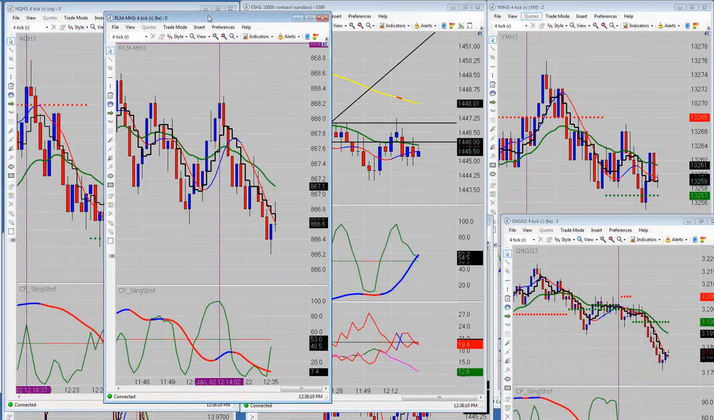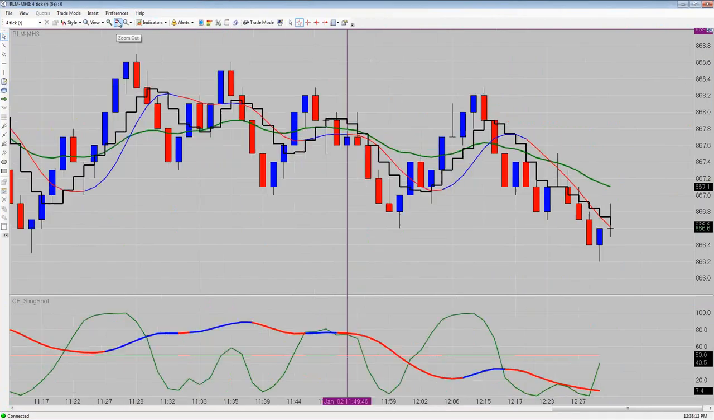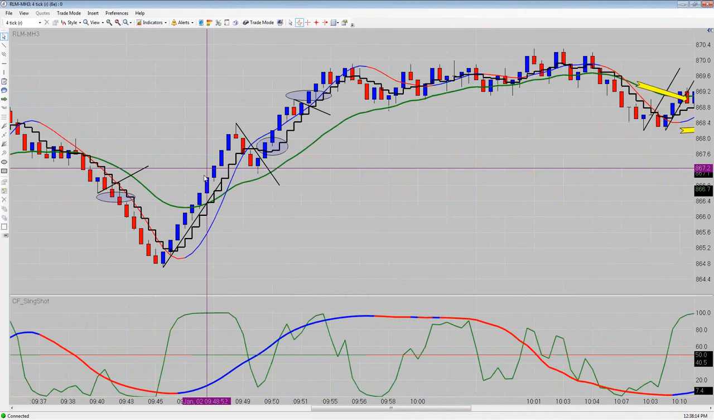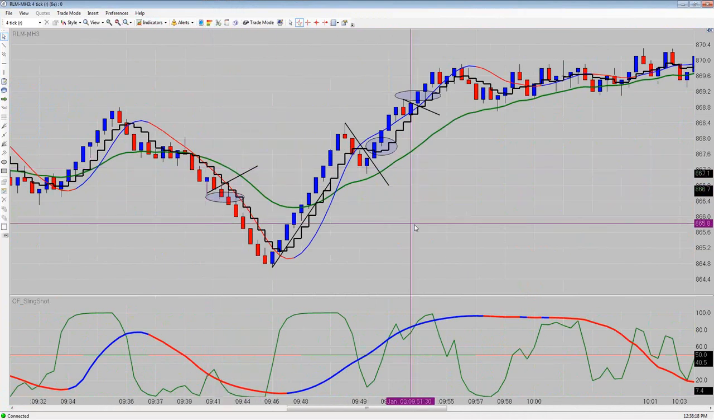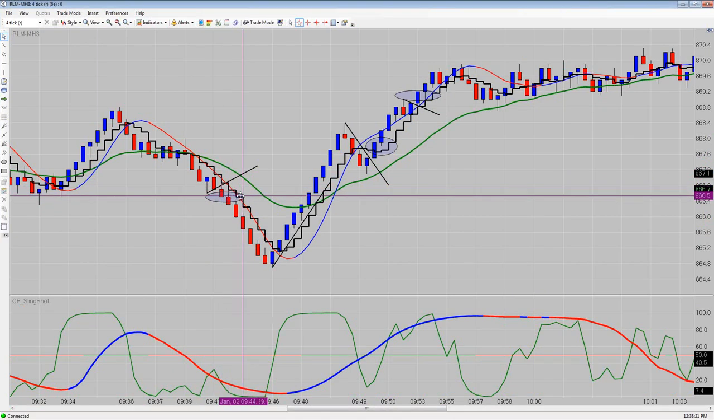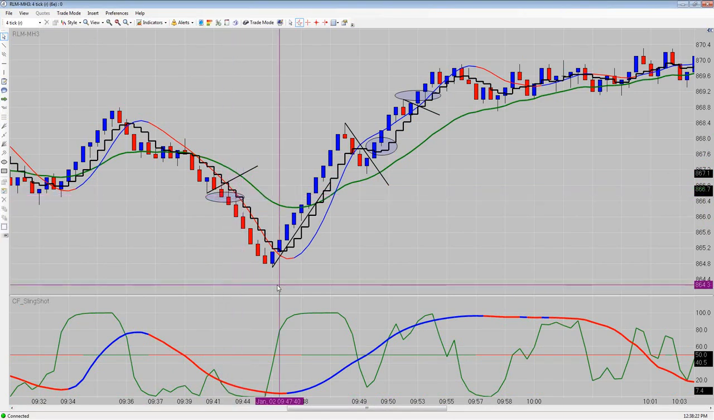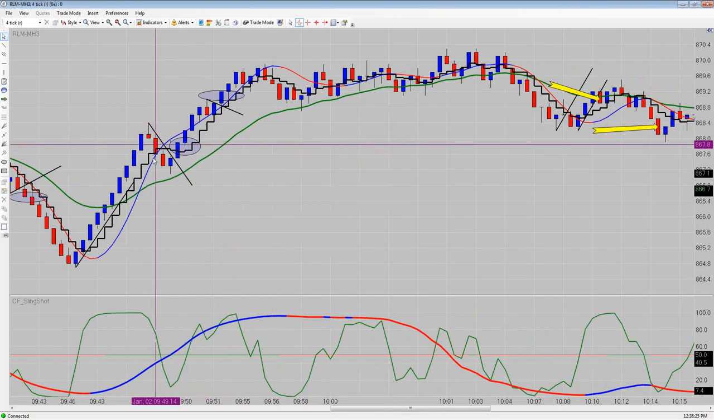We'll go to the Russell. I tried to take a couple of trades on the Russell. I think I only filled on 1 though. In the morning session, after the open, there was an opportunity to short the Russell right over here. But that moved down. An opportunity to get long in here.